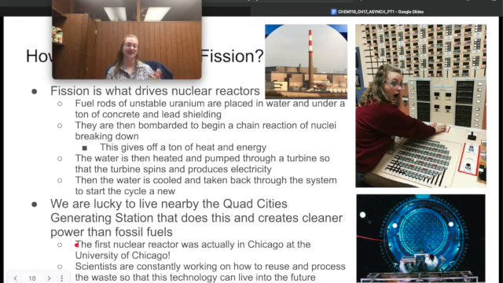I do want to remind you that this is a cleaner energy than fossil fuels are, and scientists are constantly working on how to reuse and reprocess this waste so that we can move this technology with us into the future and it can become a bit more viable than what it is. By those scientists, I mean it was me.